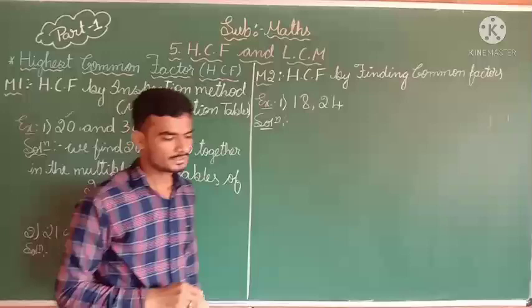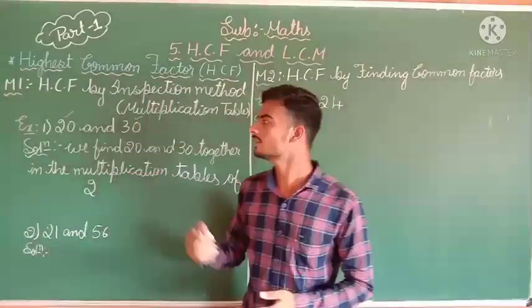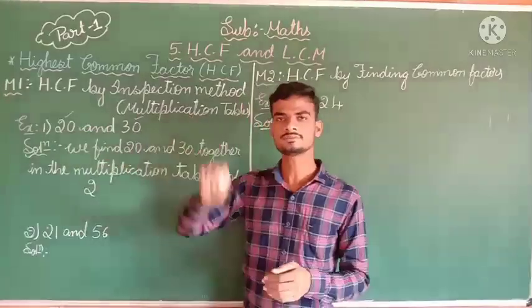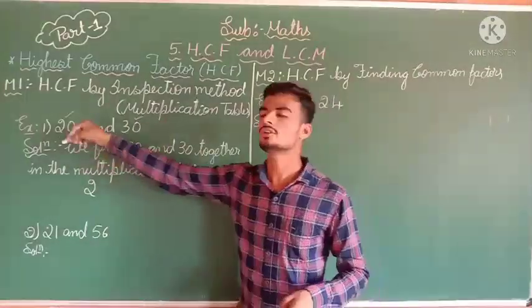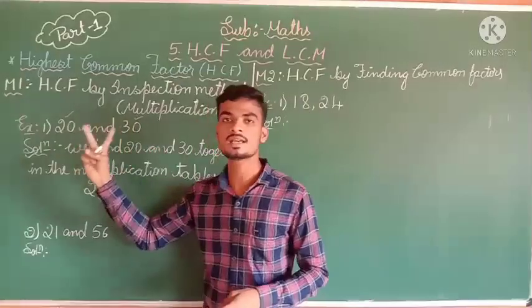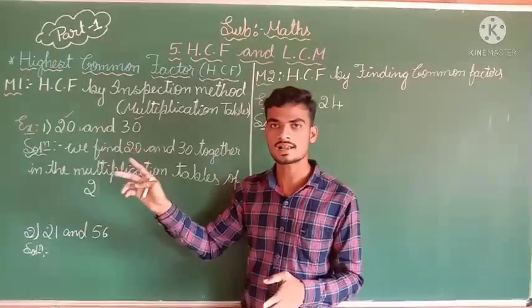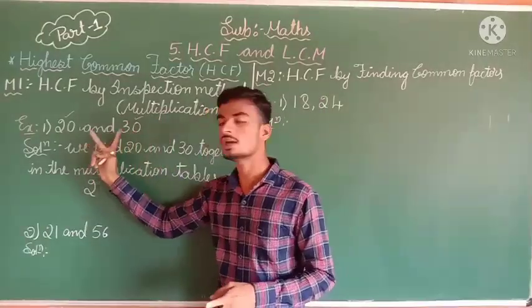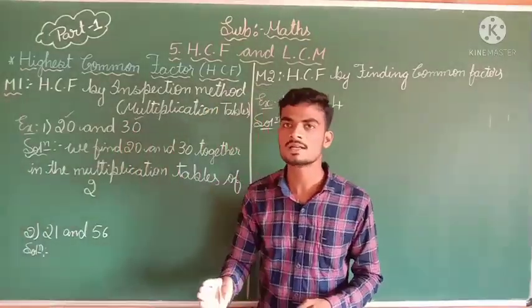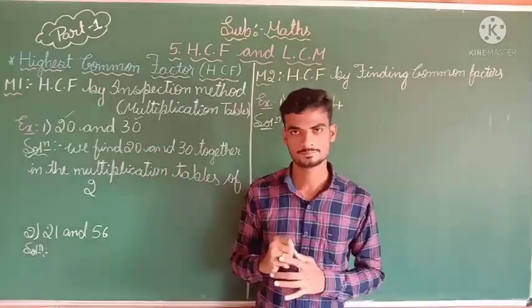In two table we will get both the numbers. Then after, in which table will you get 20 and 30? Will you get 20 and 30 in three table? You will get 30, but 20 you will not get. But we need both the numbers to arise in the same table. Only one number should not arise. Both the numbers should arise in the same table. Then itself we call it the inspection method.